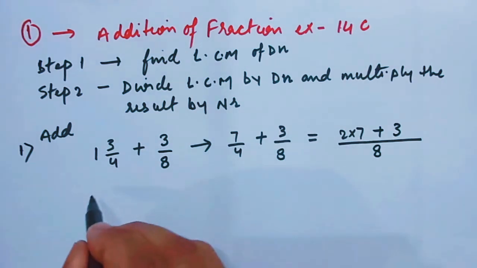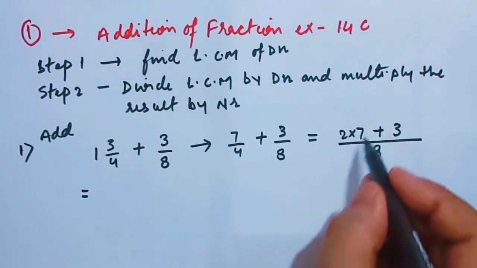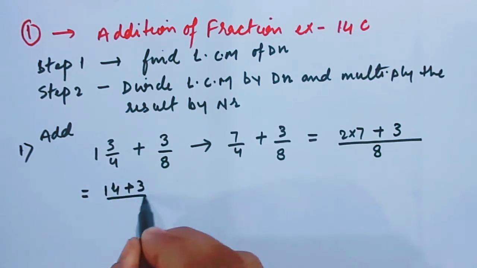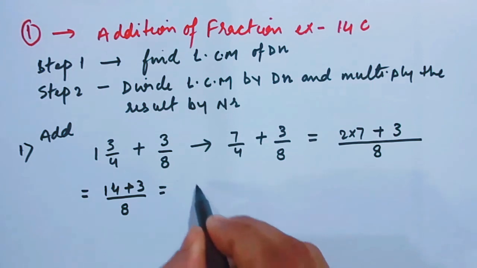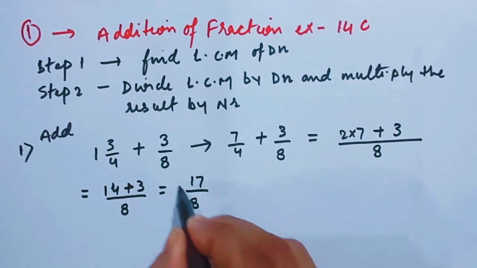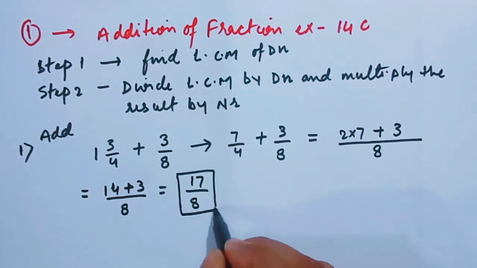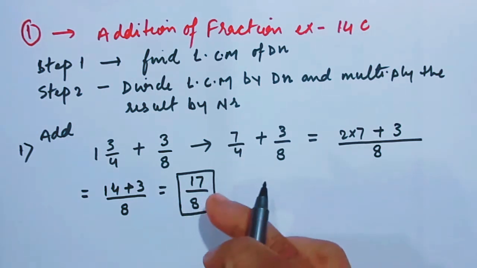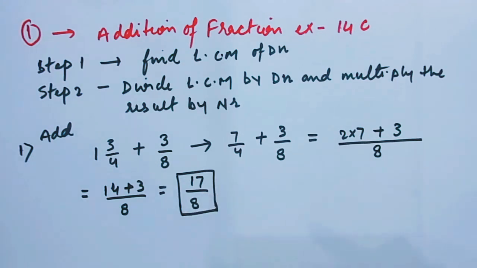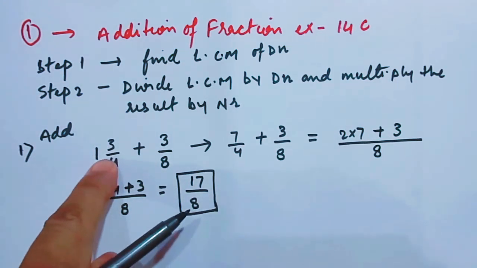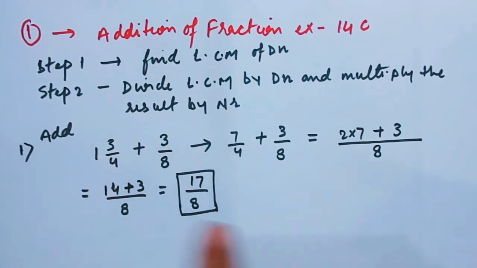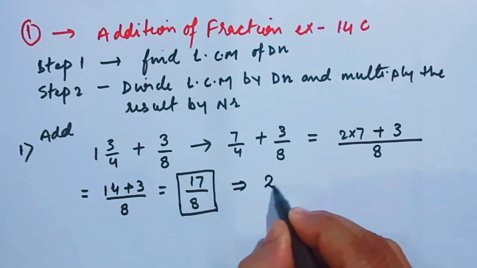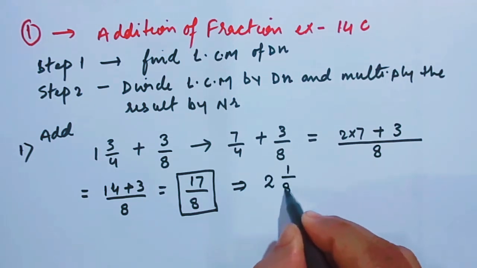So here we have 2 into 7, how many? 2 7s are 14. 14 plus 3/8. This will give you how much? 17/8. Now still they will not be satisfied. So here you will have to convert it into a mixed fraction. Why? Because they had also given you in mixed form only. So you will have to answer them in the same language. So 8 2s are 16. 1 is the remainder. 2 1/8.